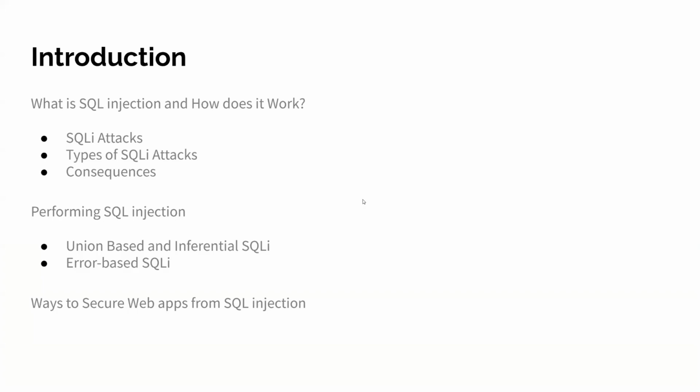So a basic little overview is that I will be going over what SQL injection is and how it works. I will be covering what SQLi attacks are, that's SQL injection attacks, their types, and the consequences. Later on, I'll be demonstrating how I perform some SQLi attacks using union-based, inferential, and error-based SQLi. To conclude, I'll show some ways that I researched to secure web apps from SQLi attacks.